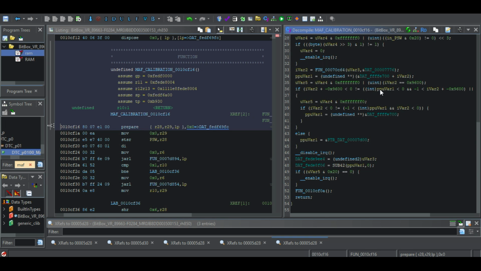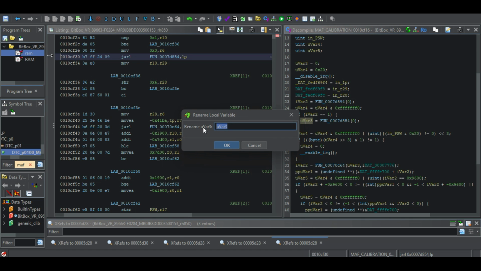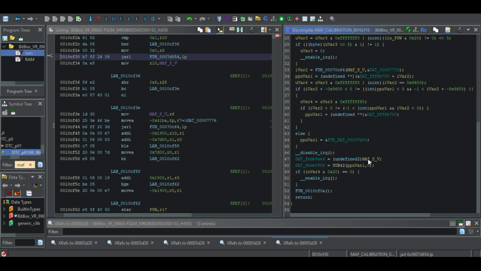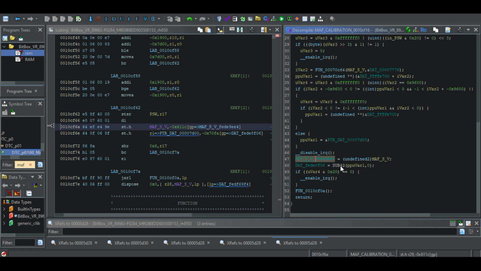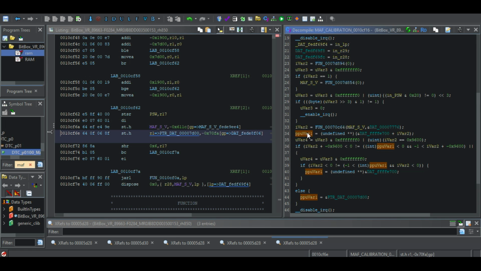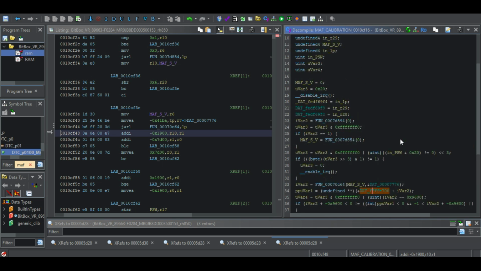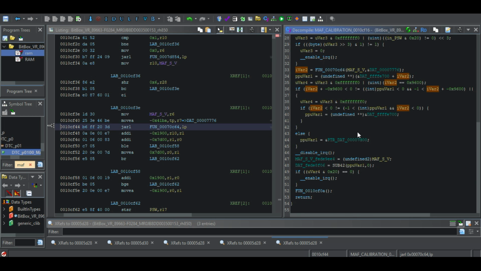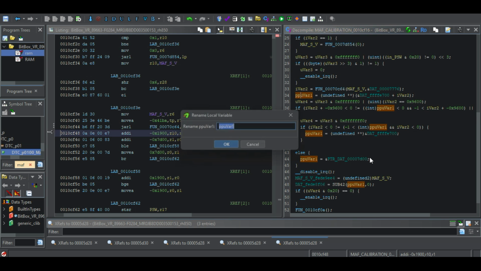So call that MAF calibration. This UVAR is going to be MAF volts. And this we're going to call MAF volts. IVAR PP UVAR plus F700. Ultimately, what it's saying is this is MAF, mass airflow sensor flow.